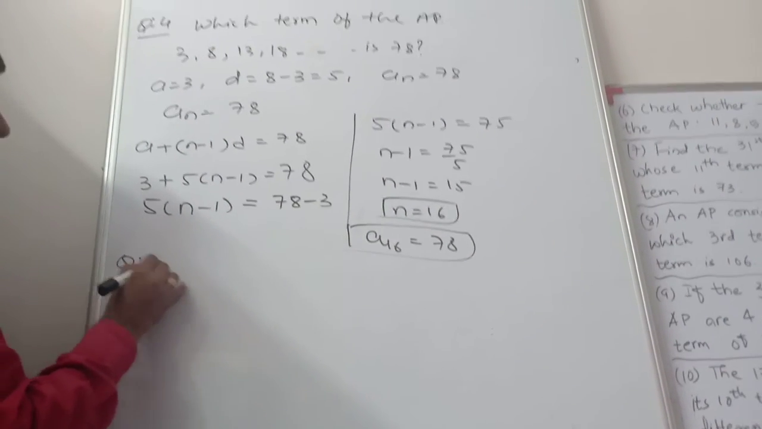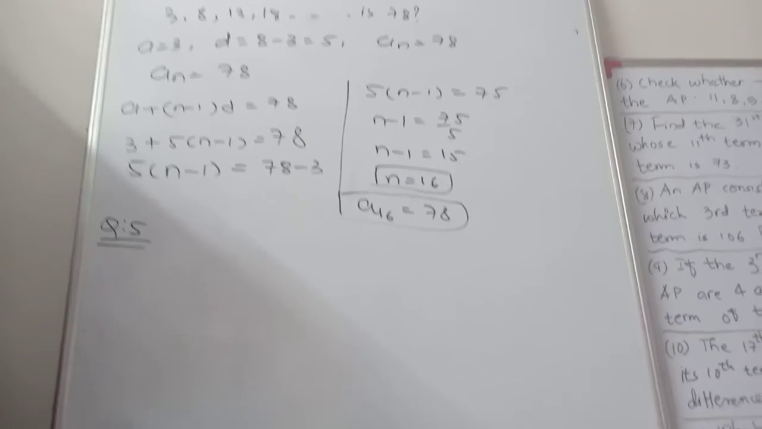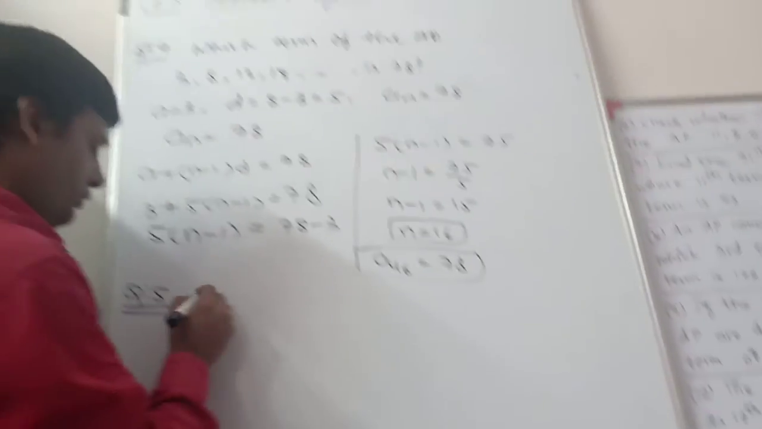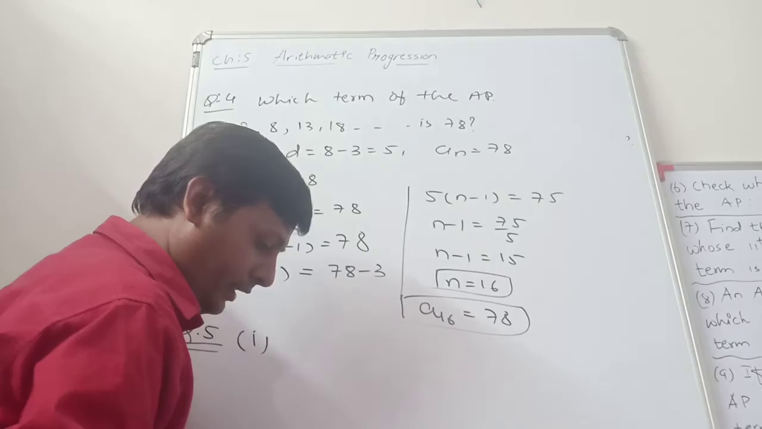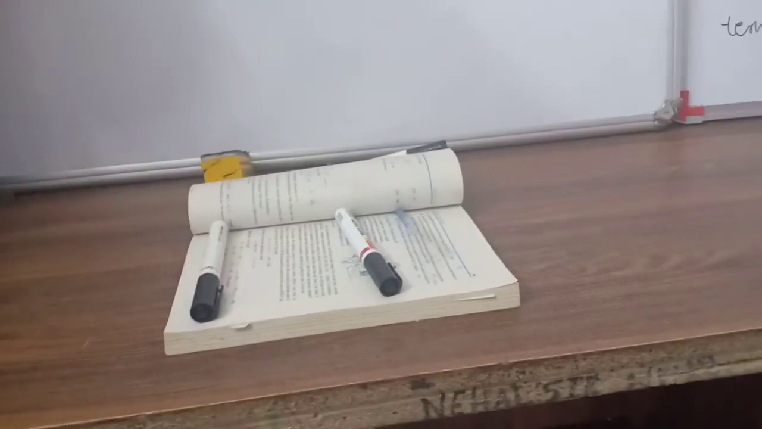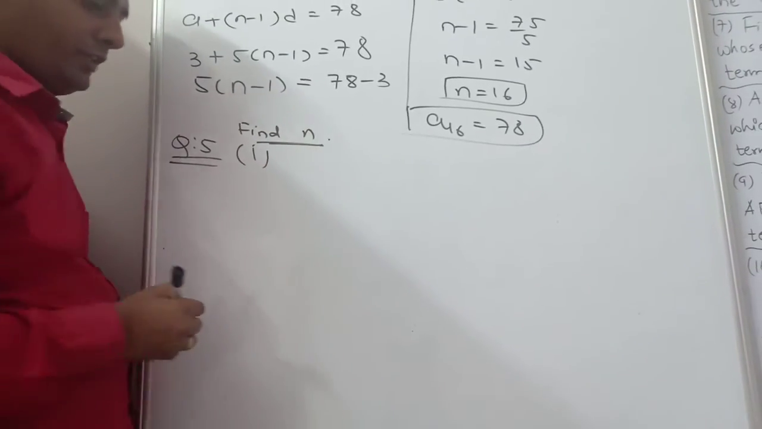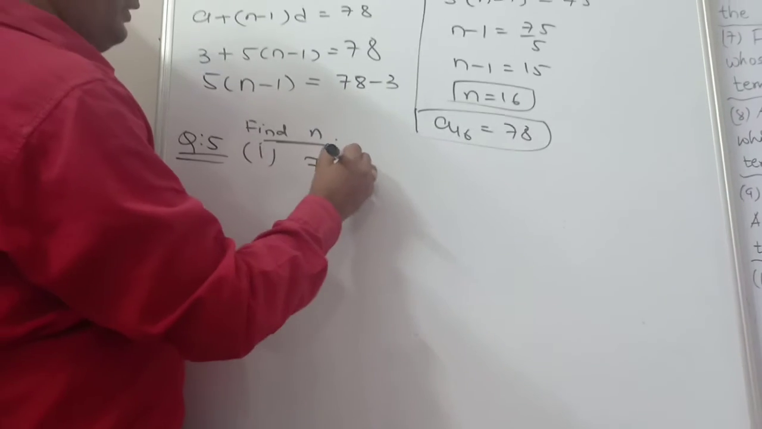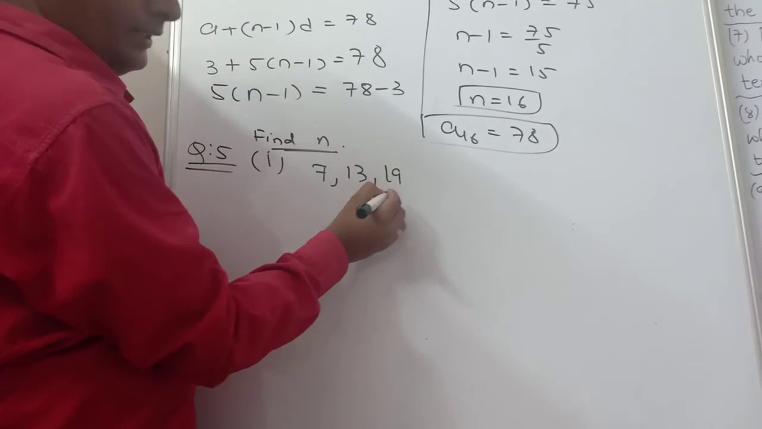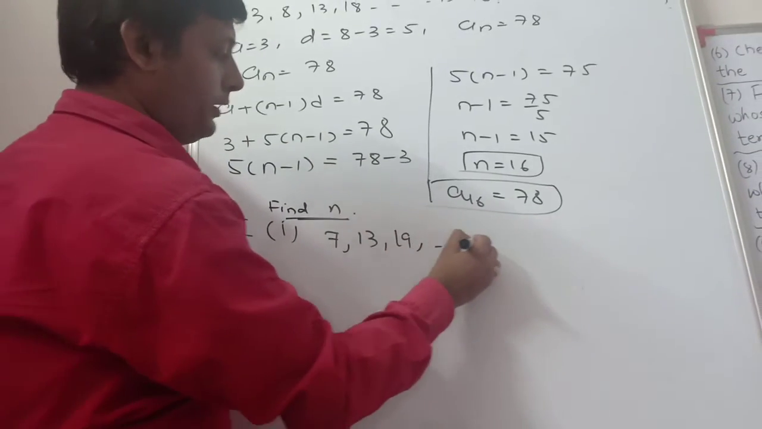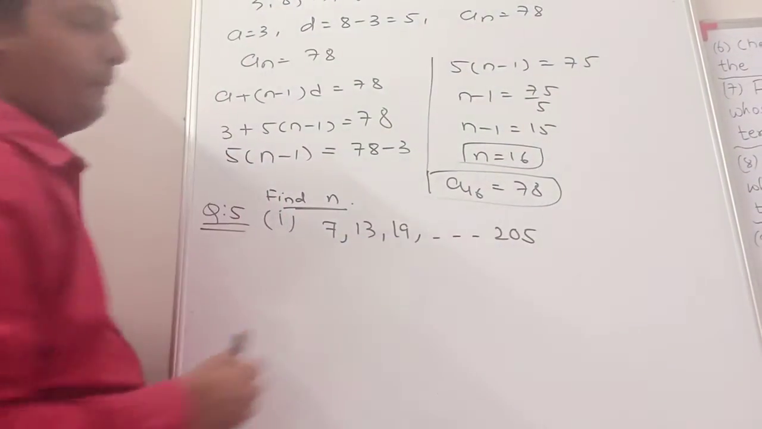Now question number 5. Right? Understand? So in the fifth sum also we want to find the number of terms. So in question number 5, what do we have to do? Find n. Find the number of terms. So the series is 7, 13, 19, okay, plus up to 205.